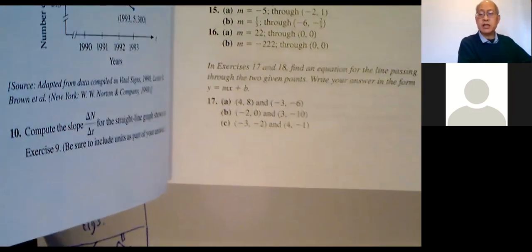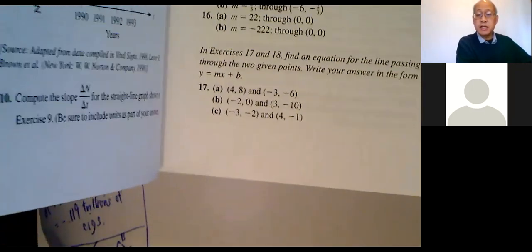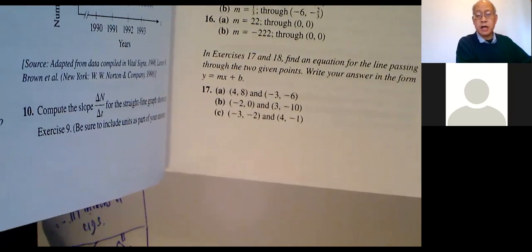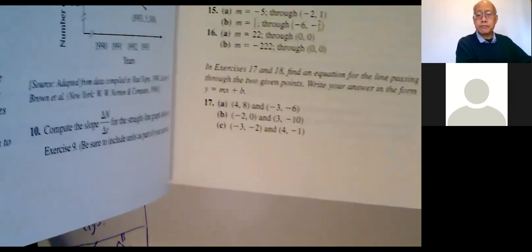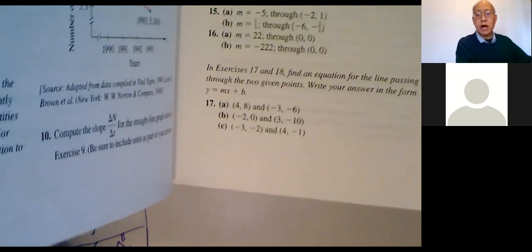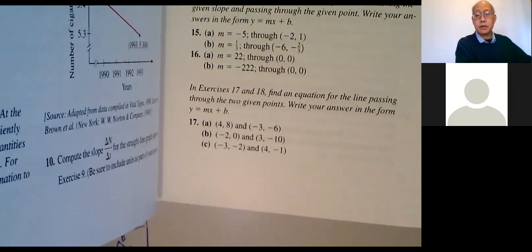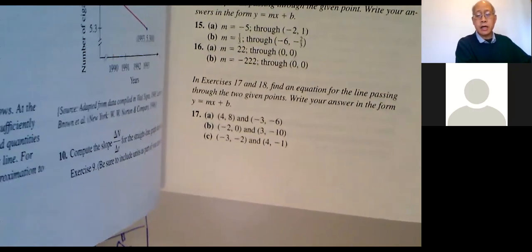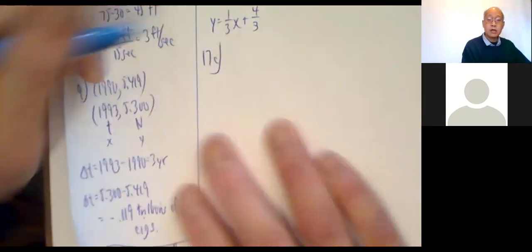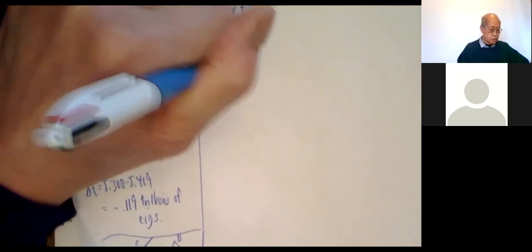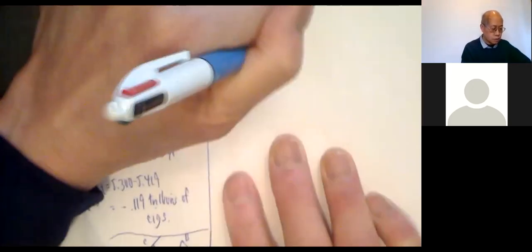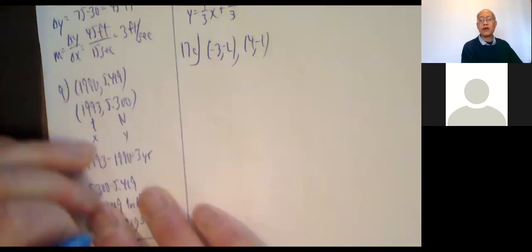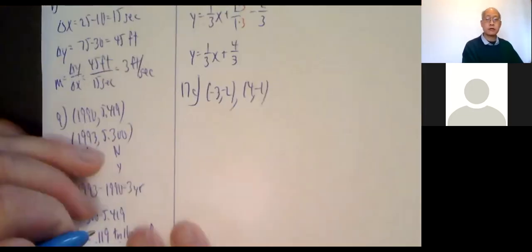Okay, so 17a, b, and c. Which one looks the hardest? How about I do c? Looks like the most number of negatives. Okay, well, I can find the slope. And then once I find the slope, I work it out just like problem 15. Okay, so 17c, I'll do c, you do a and b. Okay. So 17c, you've got -3, -2 and 4, -1. Find the equation of a line that goes through those 2 points. Okay, so first I need to find the slope.